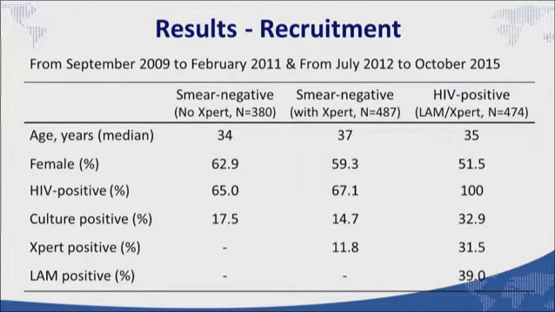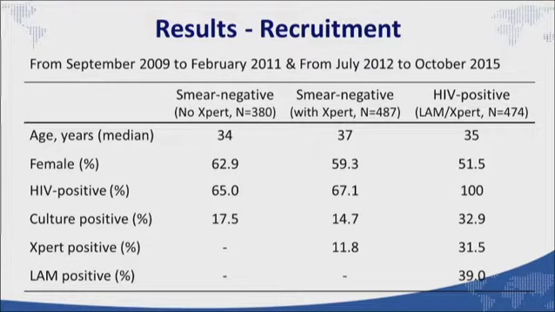So here are the results. Patients were recruited from September 2009 to February 2011 for the cohort smear-negative without Xpert. Then from July 2012 to October 2015 for the cohort smear-negative with Xpert and HIV-positive. So you can see that in smear-negative patients, 65–67% were HIV-positive, and culture was positive in 15–17% of the smear-negative patients, meaning that these patients had confirmed tuberculosis.